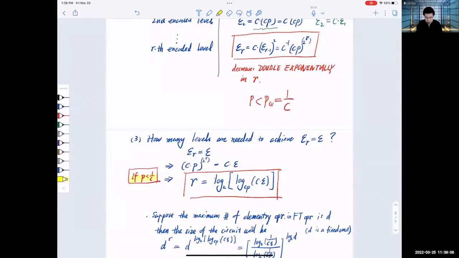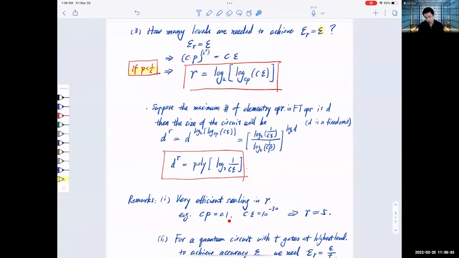If you want the error to be suppressed to a target value, let's call it target epsilon, then you want epsilon R to be equal to the target epsilon. Because you have a doubly exponential, we need to take a logarithm twice. That leads to the number of levels needed for the encoding scaling as log of log of 1 over (C times epsilon). And this number can be very small. For example, if you have C times P to be 0.1, and epsilon is about 10 to the minus 30, then when you take the log of C epsilon with log base 0.1, this is 30, and then you take log base 2, that gives R equal to 5.